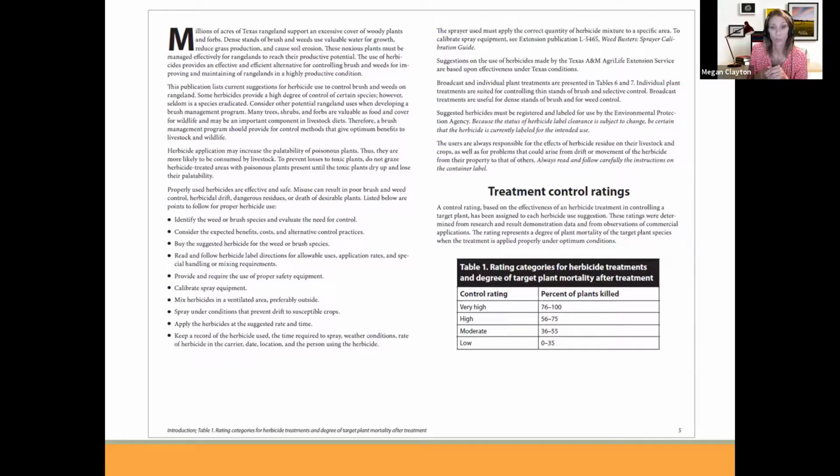And a lot of times our suppression treatments are rated more like low to moderate in this book. But if it's very high, we know it's got more than 76% kill on average, and that's put out under the ideal conditions.